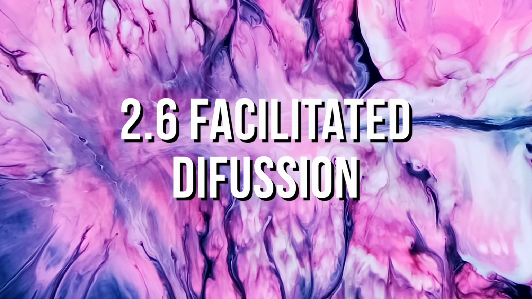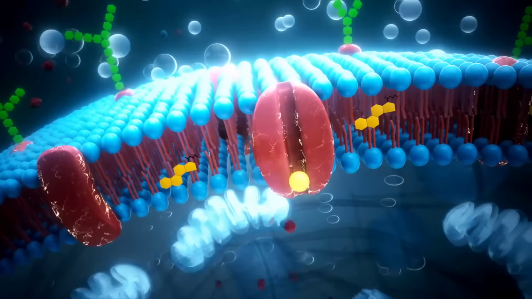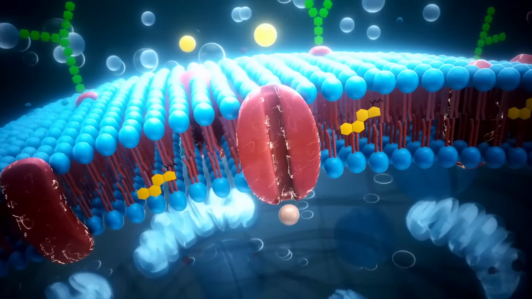2.6 Facilitated diffusion. Facilitated diffusion is like a special entrance that helps certain molecules passively get across the membrane. Think of it like a toll-free bridge. You're still going downhill, but you need a structure to cross safely. For charged ions, the membrane is a total barrier without channel proteins. These ions rely on proteins that act like tunnels carved straight through the lipid bilayer. As they move, they can change the electrical balance across the membrane.